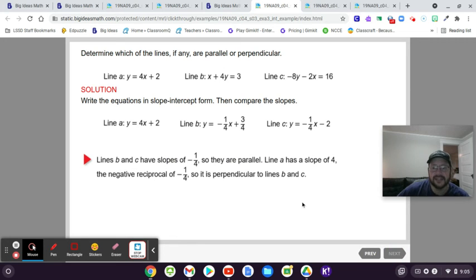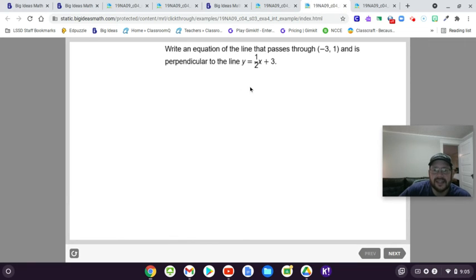Okay, so that is some good info right there. You might want to take notes on this as well. That's a good example to have. Okay, we got this one right here.